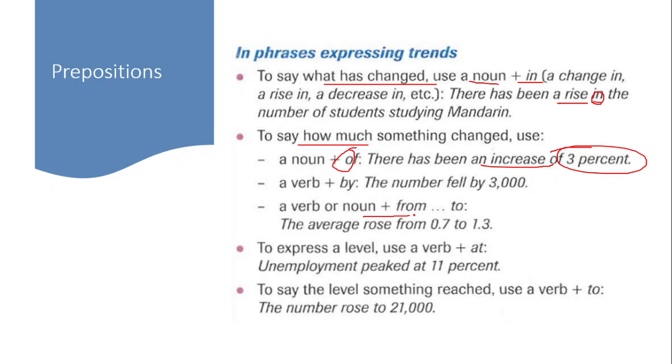So we have noun from to, very obvious, yeah. And we use verb by. Also, we talk about the change, fell by. We use at when to express a level. Peaked at 11%. So this is 11%. This is peaked at 11%.